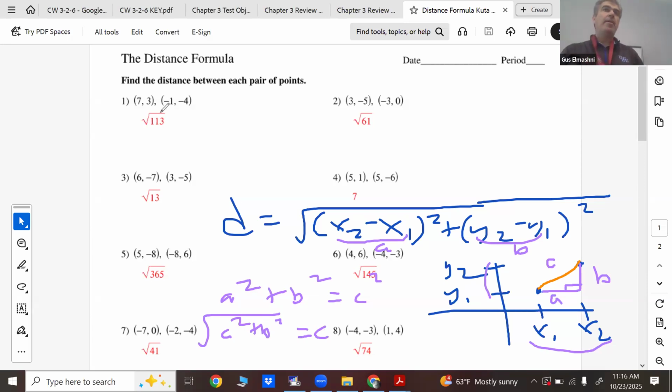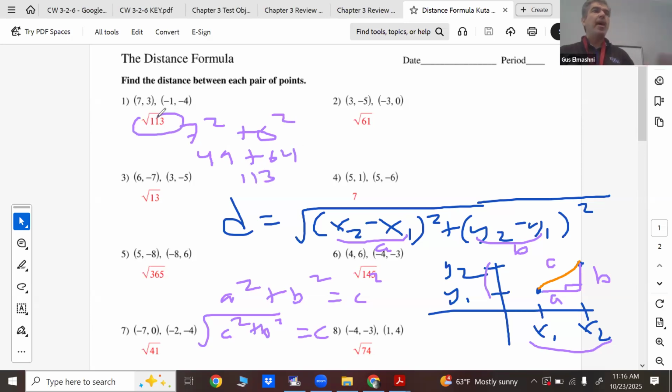So for number 1, I don't have to plug those numbers into the formula. I could just say, well, what's the difference between 3 and -4? 7. What's the difference between 7 and -1? 8. Work it out. I get 49 plus 64. What does that add up to? 113. And that's how I get the answer. You never, ever have to use that formula.